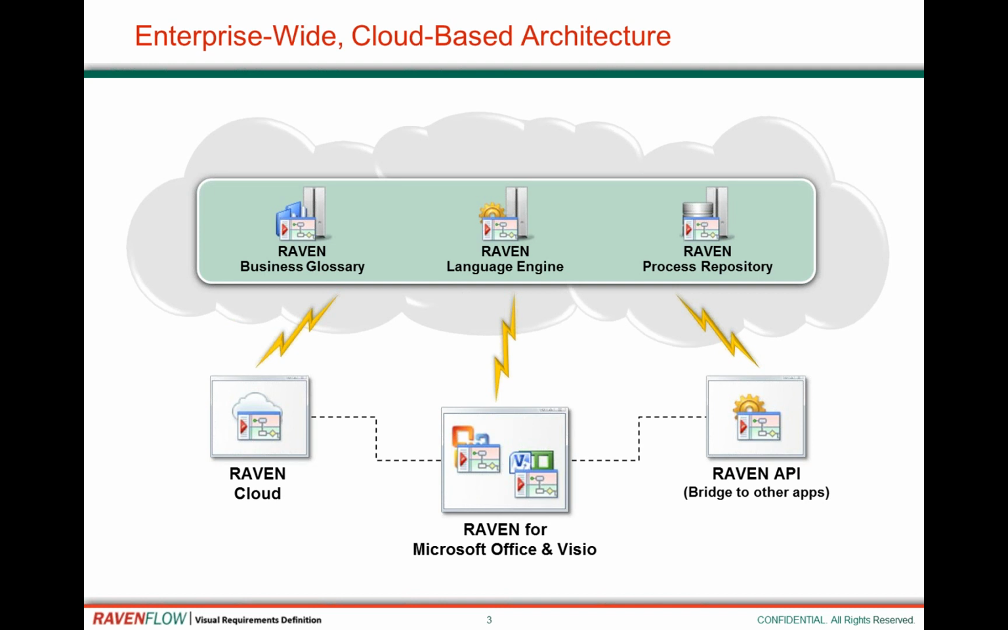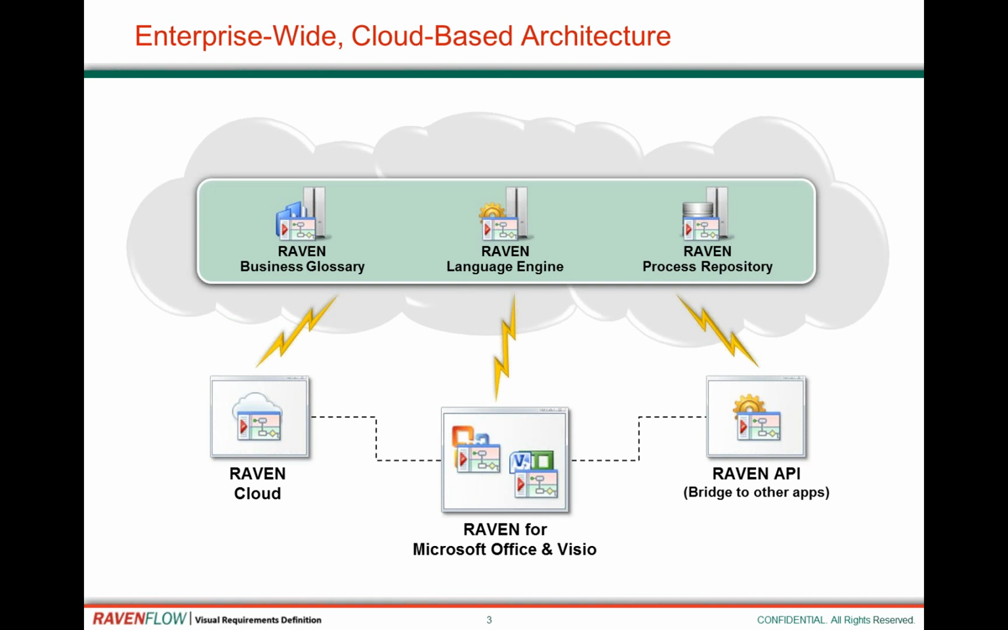Slide 3 gives you a sense of the overall architecture. Starting from the bottom, you see in the middle there Raven for Office and Visio. And again, what we're saying is that after a lot of work together, and of course working in this market for many years, we've come to accept the reality that Office is the go-to tool set for most business analysts to do their job, right?